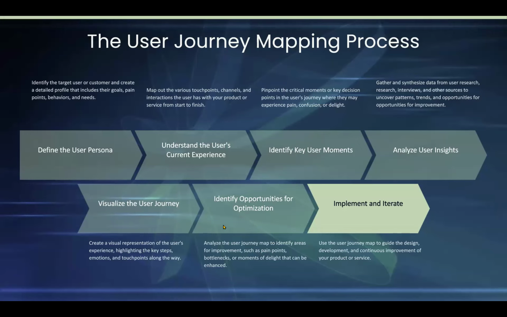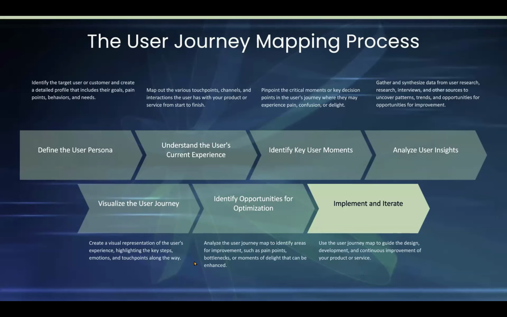After that, once you've captured all of this, you need to be able to visualize the user journey, creating a visual representation using the tools that we discussed earlier. Remember Miro, Visio, and all of the user journey mapping tools that you have available to you. Once you identify these first 4 key processes, next, after visualizing the user journey, you identify the opportunities for optimization.